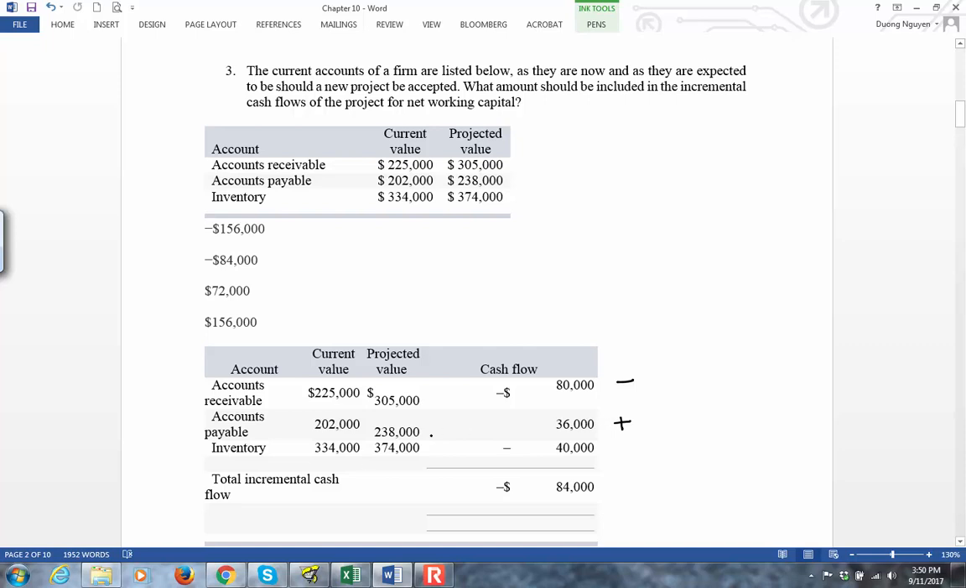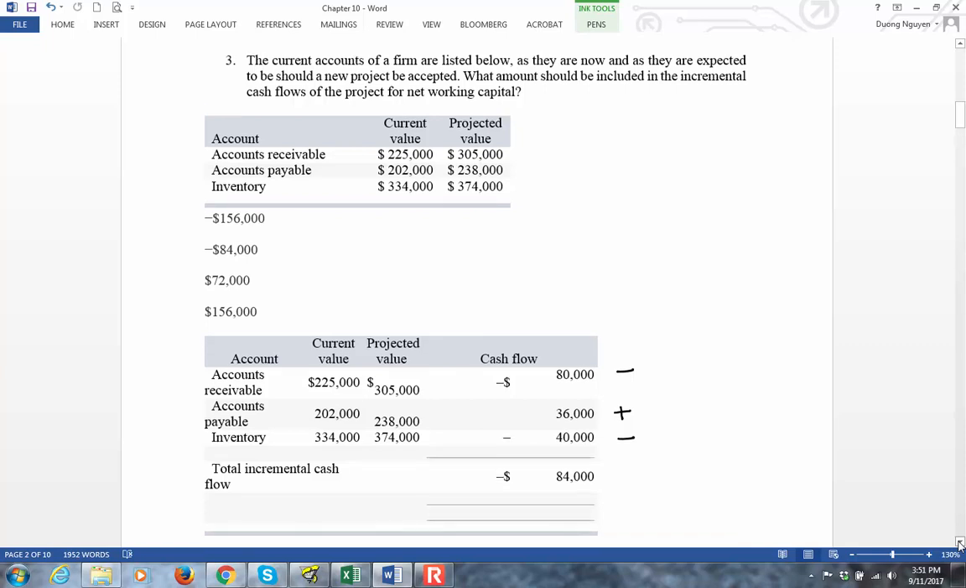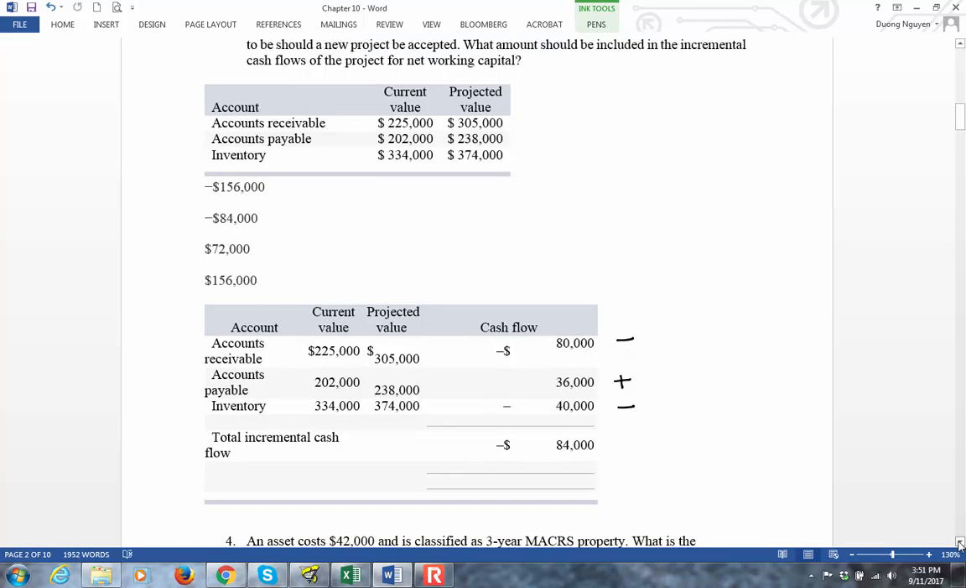Inventories increased from 334 to 374, which is an increase of $40,000. So inventory increases, meaning the company bought more inventories, so that would reduce the cash. So you have negative 80,000, you have increased 36,000, you have negative 40,000, so the net is negative 84,000. Okay. So the cash flow would go down by $84,000 at the beginning of the year.